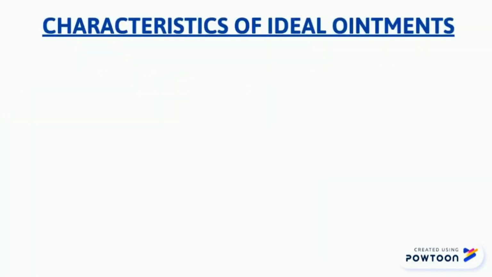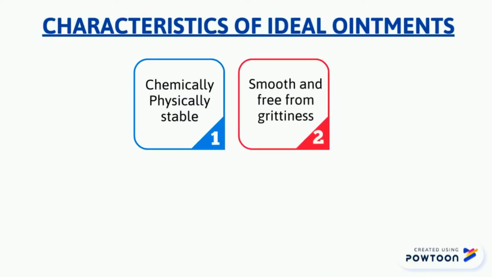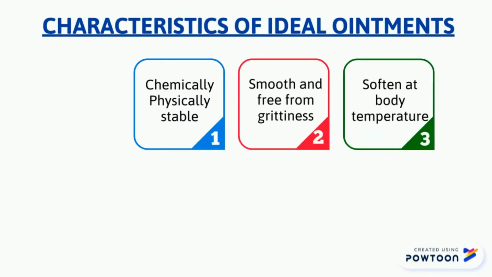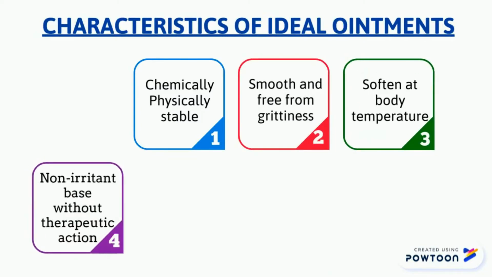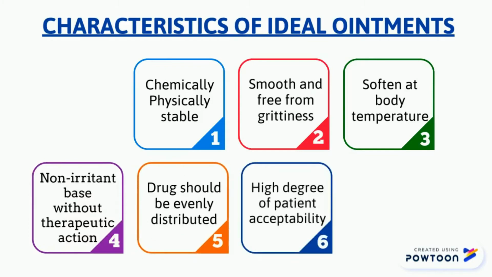An ideal ointment should be chemically and physically stable, smooth and free from grittiness, should soften at body temperature, should have a non-irritant base with a therapeutic action, its drug should be evenly distributed, and it should exhibit a high degree of patient acceptability. Ointments can be classified by type.